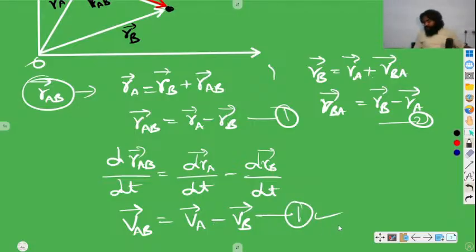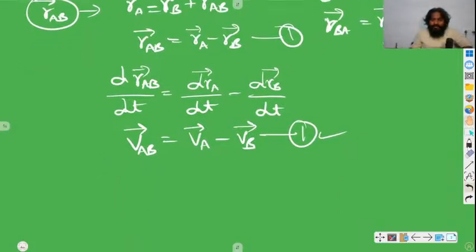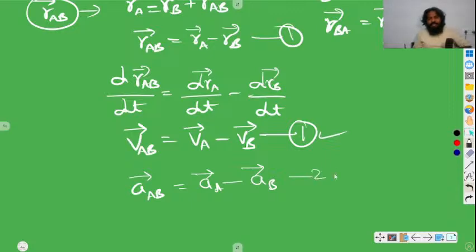At the same time, if you differentiate this again, then you will get, directly I'm writing, the acceleration of A with respect to B is equal to the absolute acceleration of A with respect to origin minus the acceleration of B with respect to origin, right? This is also a formula you can use.